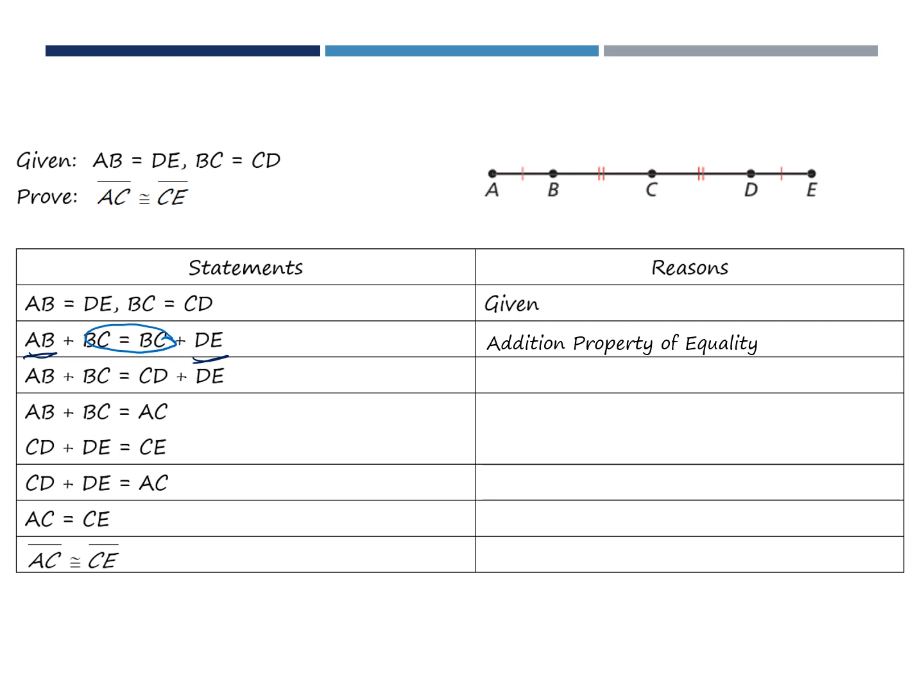Now what I've done, if I go from the second statement to the third statement, is it's almost the same. I've got the AB and AB, I've got the BC and the BC, and the DE and the DE, but here this is different. Because these are equal, I've substituted CD in for BC. So that's the substitution property of equality.